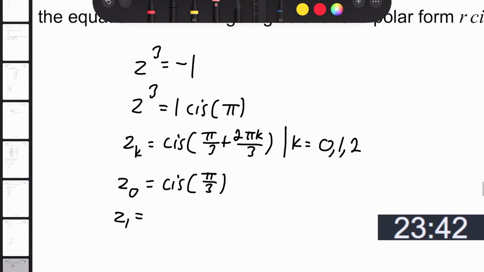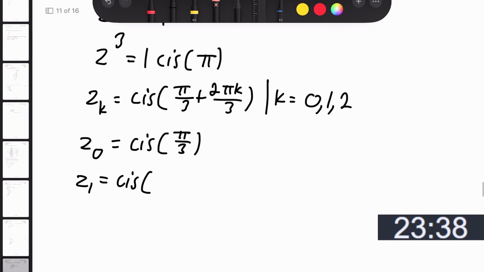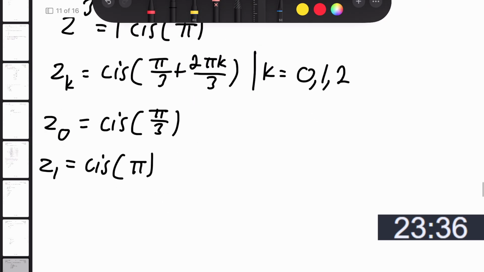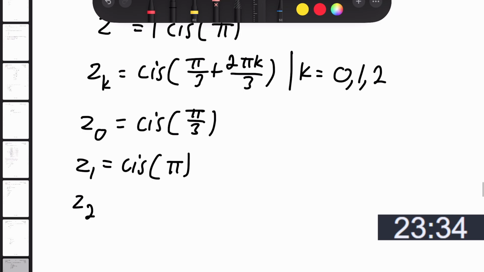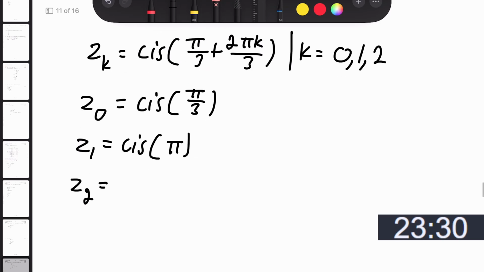z_1 is going to equal cis of (pi on 3 plus 2 pi on 3), so it's going to be cis of pi. And then z_2 is going to equal cis of, and then we're going to have 5 pi on 3, so we're going to go 1 pi on 3 the other way, so negative pi on 3.